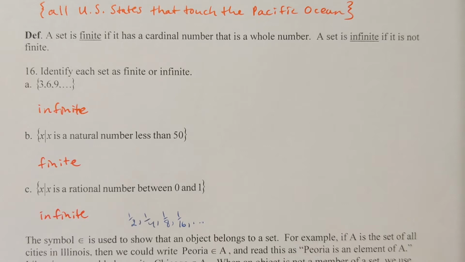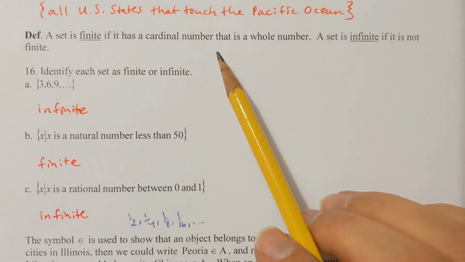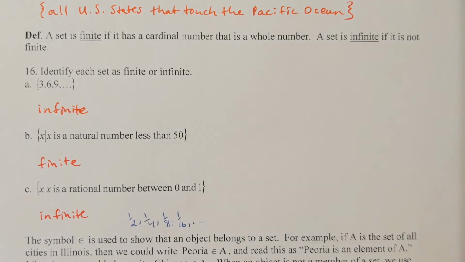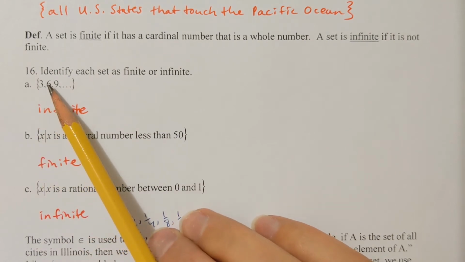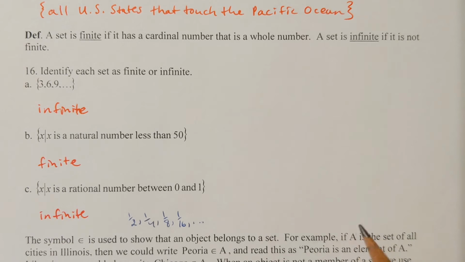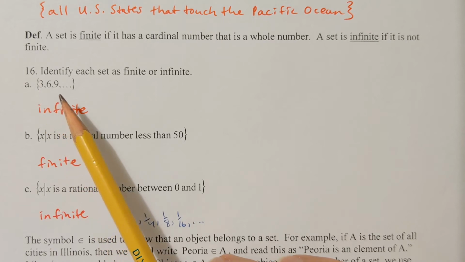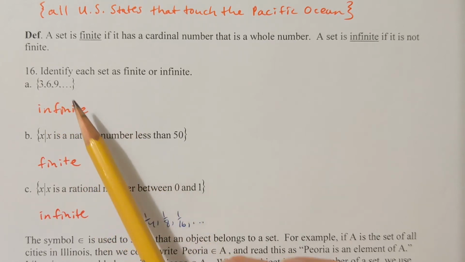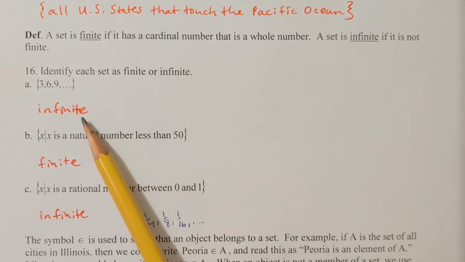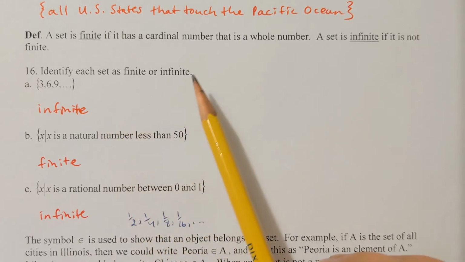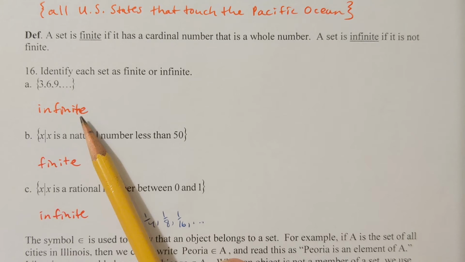Definition: a set is finite if it has a cardinal number that is a whole number. A set is infinite if it is not finite. Okay, so a cardinal number that is a whole number. Okay, well, let's look at some examples. So problem 16, identify each set as finite or infinite. Okay, so part A, we got the set containing 3, 6, 9, etc. Well, the etc., or the ... would mean that this list continues and it never ends. So because it never ends, I can't identify a cardinal number to this set. Okay, that's going to be an infinite set.